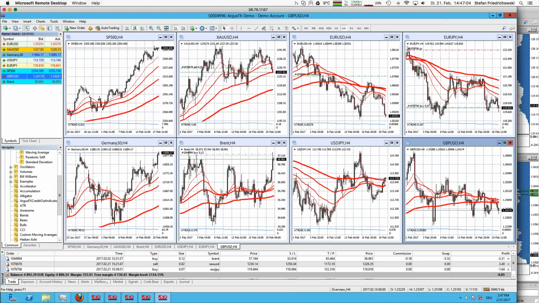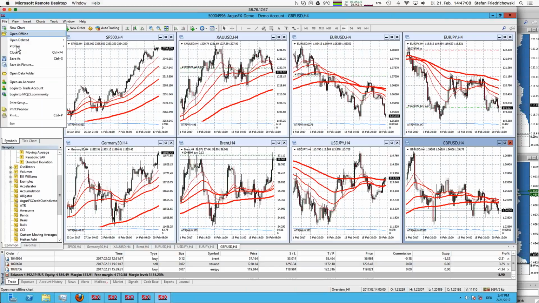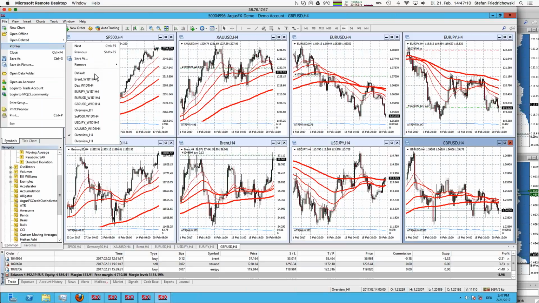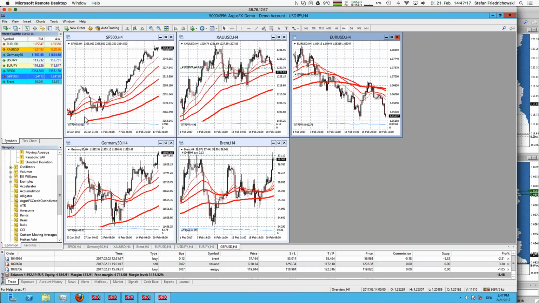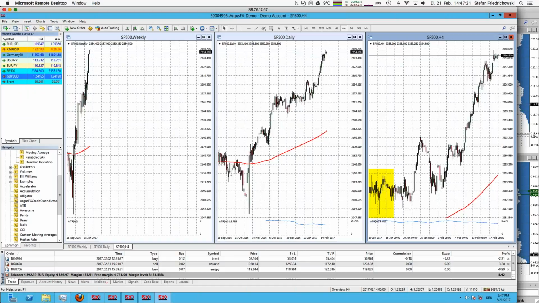And what I will do now, because we have those profiles, is quickly go through all those profiles like S&P 500 weekly, daily, H4, and look at how the charts look and whether there's a good opportunity for a trade. S&P 500 on a weekly, upwards, daily, upwards, H4 upwards. So if one had entered a trade a couple of weeks before, nice trade, but not right now.